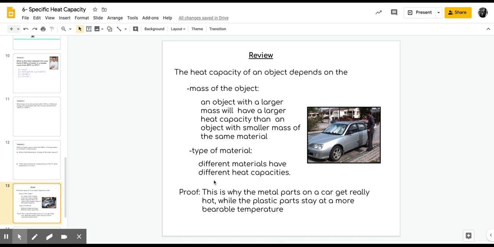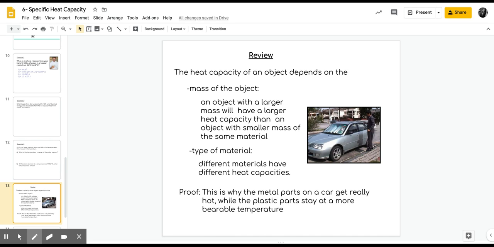So to wrap up the review of everything I've just talked about. All right. Heat capacity depends on the mass of the object and the type of material. Okay. Mass is part of our formula, so that makes an impact. The larger the mass, the larger the heat capacity. Smaller mass, smaller heat capacity if you're comparing the same material. Now, material also makes a difference. Okay? Different materials have different heat capacities. That is something that you will always be given. That is your little c in our formula.